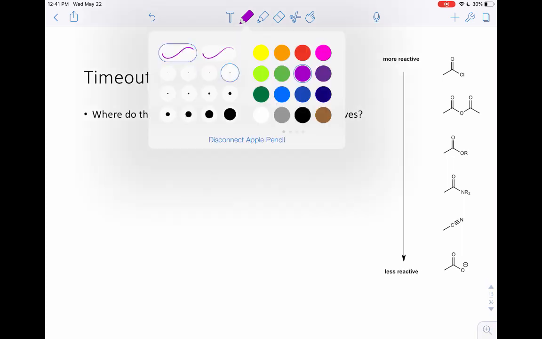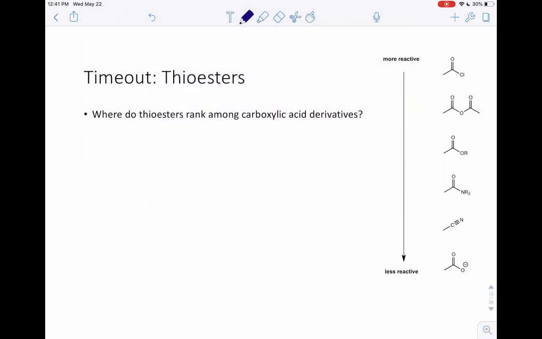So why in the world are we talking about this? Well, for a couple of reasons. Let's quickly think about thioesters. So where do you think thioesters rank among carboxylic acid derivatives? So where would I put them in terms of reactivity? Well, it might be good to think about how they compare to esters, right? So it turns out that a thioester is more reactive than an ester.